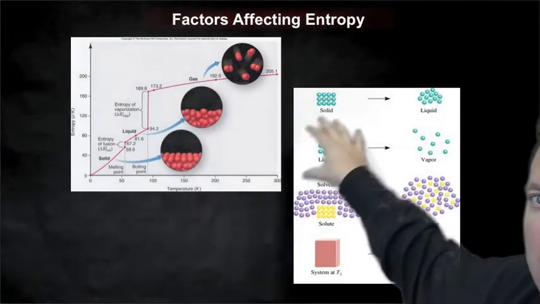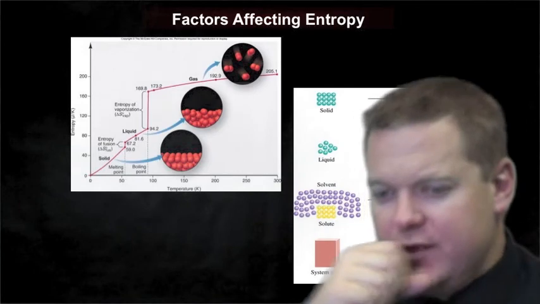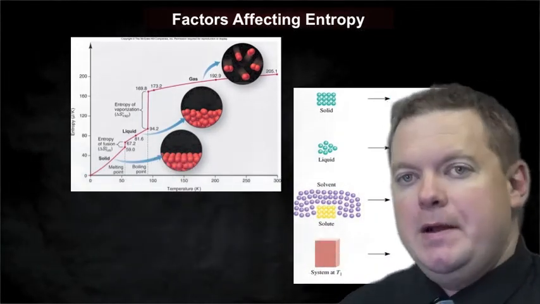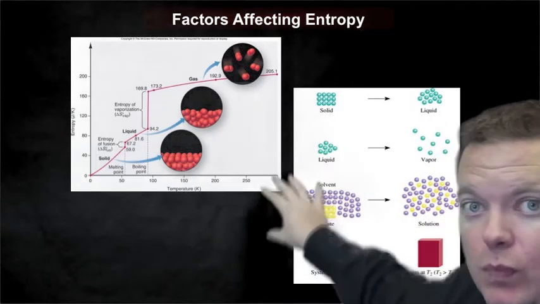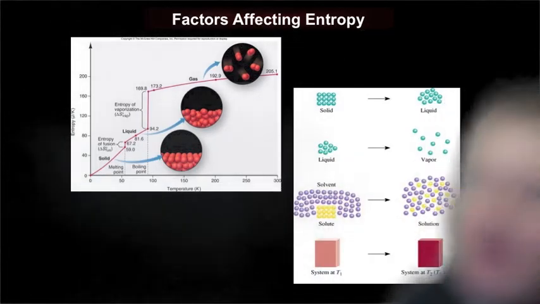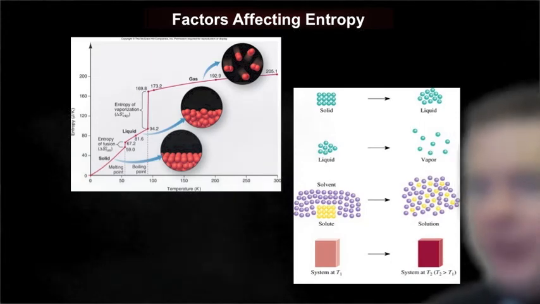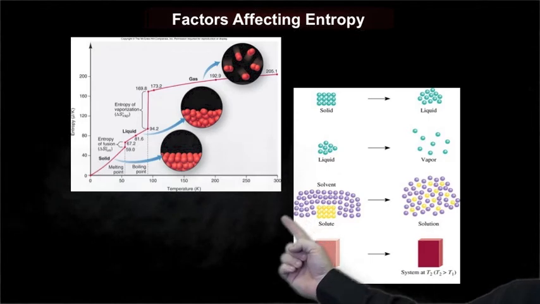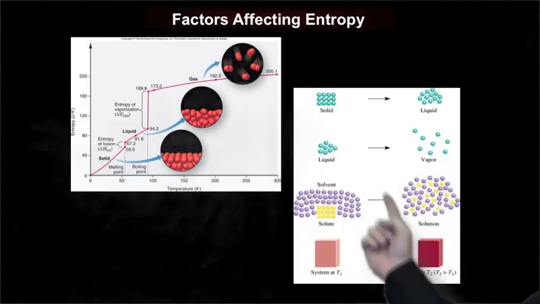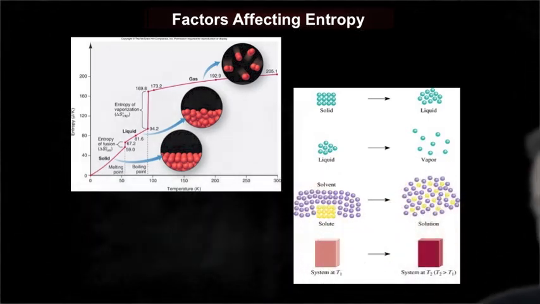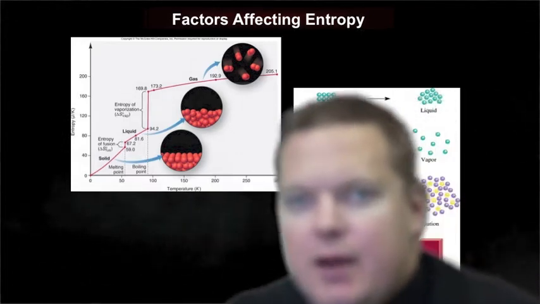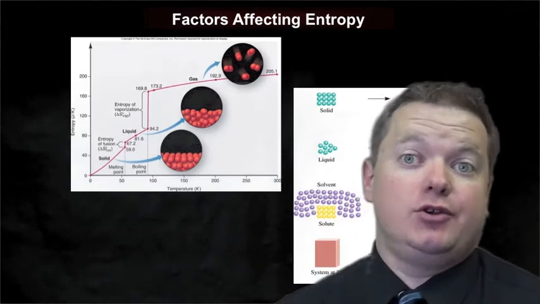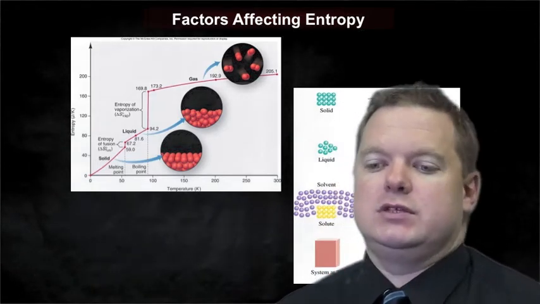We can see that same thing over here in this figure where we go from solid to liquid, becomes more disordered, liquid to a vapor, more disordered. This one down here, you can see, is where we're going from a not mixed state, with a solute and a solvent, into a solution where we get an increase in disorder. So when we do that, we get this increase in entropy because we are introducing randomness through this solution.